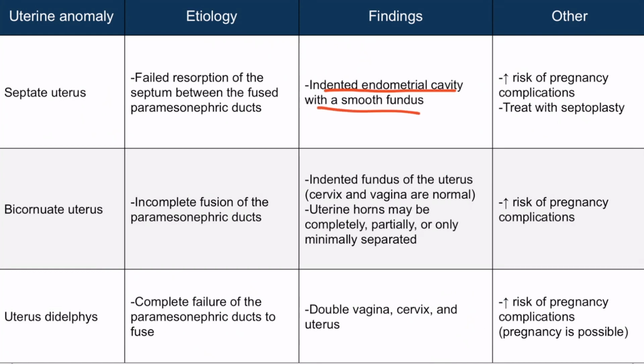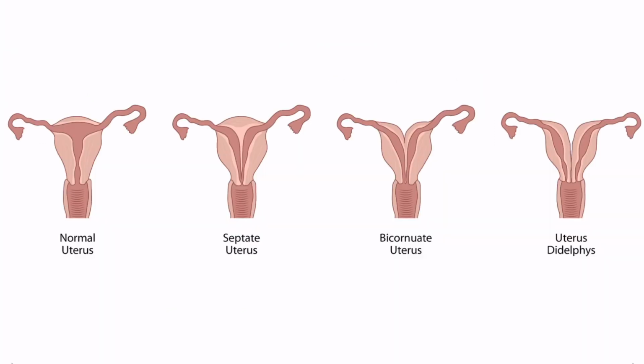Also, all of these anomalies will have an increased risk of pregnancy complications, such as ectopic pregnancy, preterm birth, and so forth. And this should make logical sense to you, right? After all, if there are problems with the uterus, then it should make sense that a fetus would have a more difficult time growing and staying healthy. Finally, a septate uterus can be treated with septoplasty, which also should make sense. There's a septum, so let's surgically remove it. This is an image of a normal uterus along with 3 uterine anomalies. Notice that in a septate uterus, the endometrial cavity is indented, which you can see right here. However, the top part of the uterus, right here, is known as the fundus, and it's unaffected, so we still see that nice rounding at the top of the uterus.